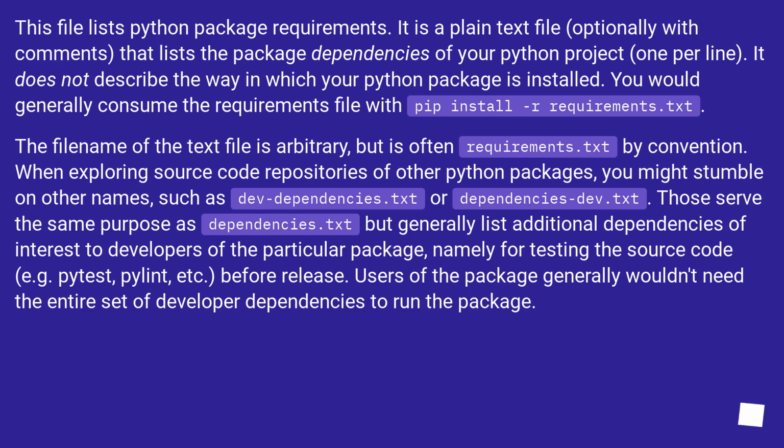When exploring source code repositories of other Python packages, you might stumble on other names, such as dev-dependencies.txt or dependencies.dev.txt. Those serve the same purpose as requirements.txt but generally list additional dependencies of interest to developers of the particular package, namely for testing the source code, for example pytest, pylint, etc., before release. Users of the package generally wouldn't need the entire set of developer dependencies to run the package.